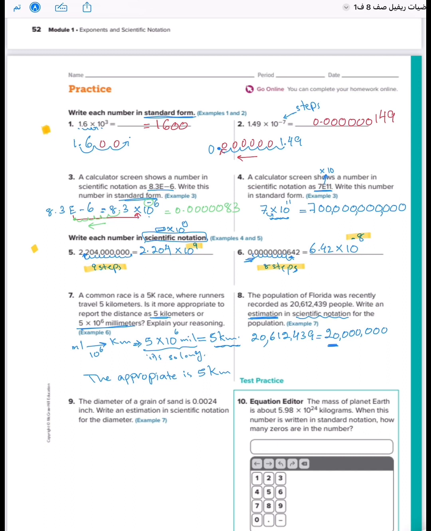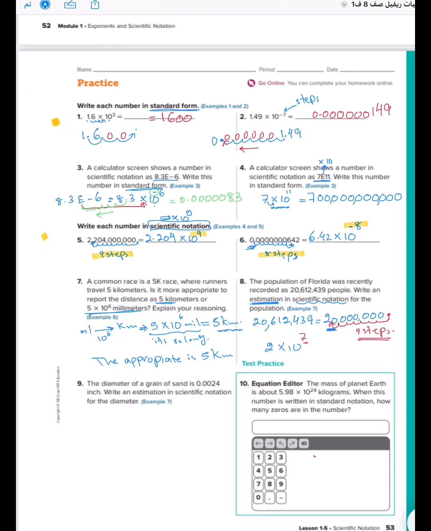So I will write scientific 2. There is no point, right? So we imagine the point is here. So move it 1, 2, 3, 4, 5, 6, 7. 7 steps. So times 10 power 7. Why is it positive? Because the number starts with a number. So times 10 power 7. So that's our answer. 7 steps, power 7. Okay.